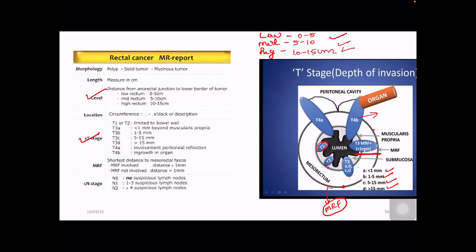If it is less than 1 mm, like in this case, see this, the tumor is almost extending till the mesorectal fascia. So less than 1 mm means we call it CRM positive. 1 to 2 mm is threatened, and less than 1 mm, we call CRM positive.